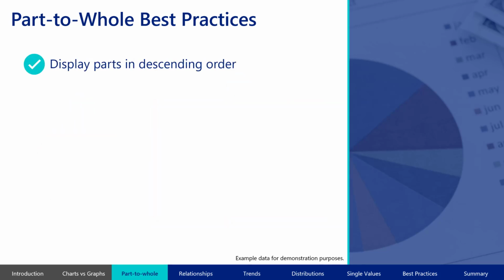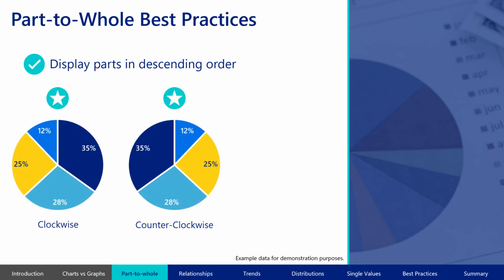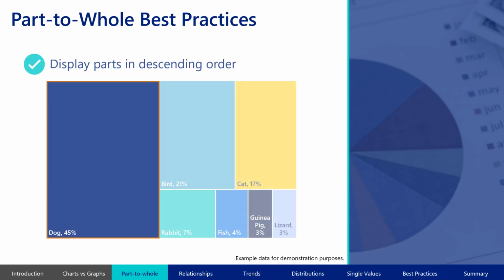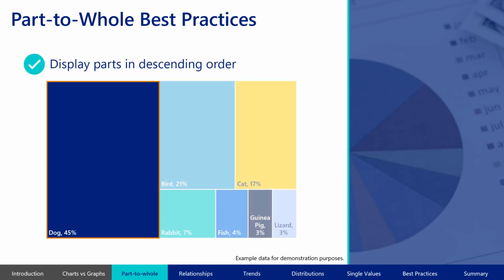Part-to-whole charts should be displayed in descending order. Pie charts are best displayed with the largest slice starting at 12 o'clock and arranged in either a clockwise or a counterclockwise direction. While either direction is valid, be consistent across all your pie charts. Tree maps should be arranged so the largest rectangle is at the top left and the smallest rectangle is at the bottom right.